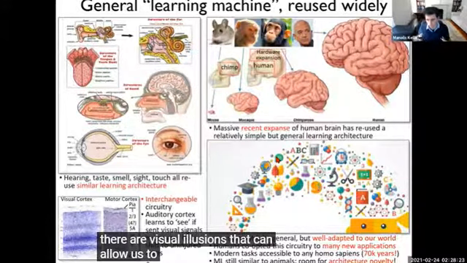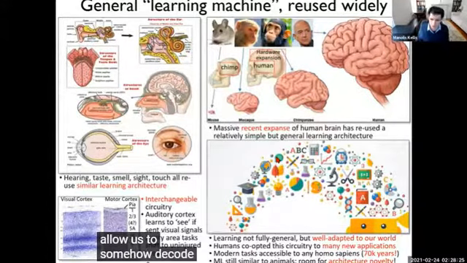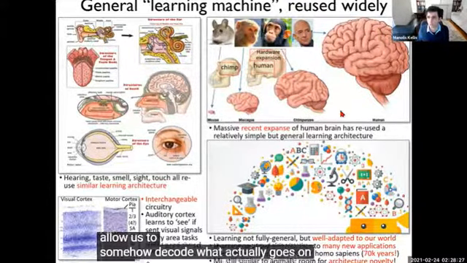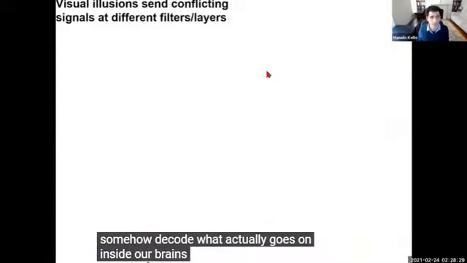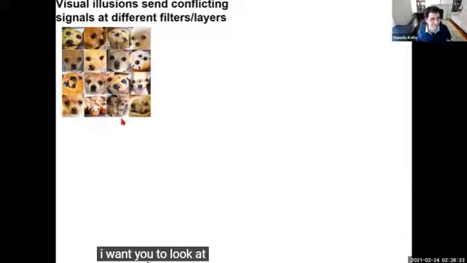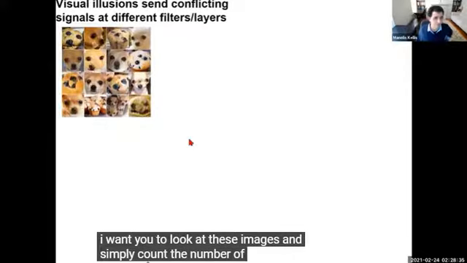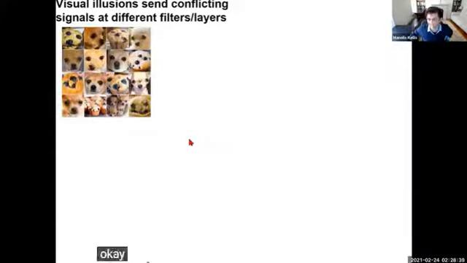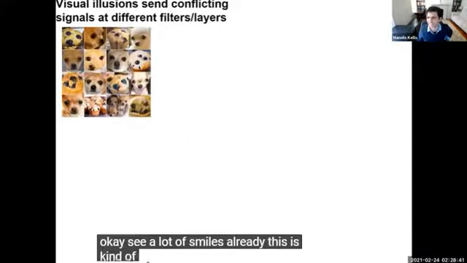The other thing that I want you to appreciate is that there are visual illusions that can allow us to somehow decode what actually goes on inside our brains. So I want you to look at these images and simply count the number of muffins. Okay, I see a lot of smiles already. This is kind of cool.